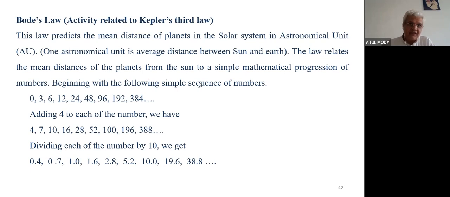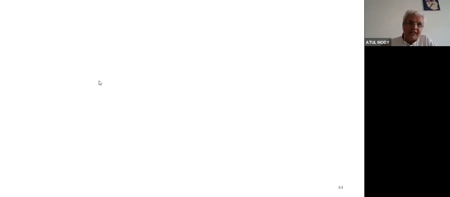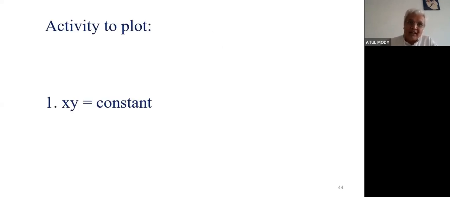And then the interesting part is, in Bode's law, you take the distance raised to 3 by 2, and that will simply give you the time period in years. If you take distance in astronomical units, raised to 3 by 2 will give you the time period in years. So the actual distance, the one we get from Bode's law, and the observed time period, you can compare them. So it becomes a good exercise. No student will ever forget after doing this exercise what Kepler's third law is. You can ask them to plot a graph.